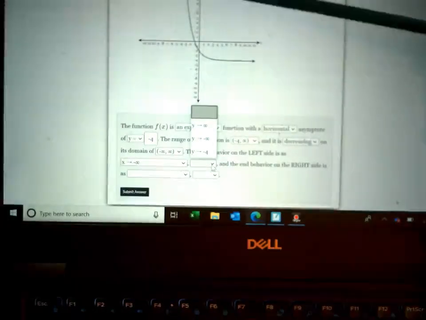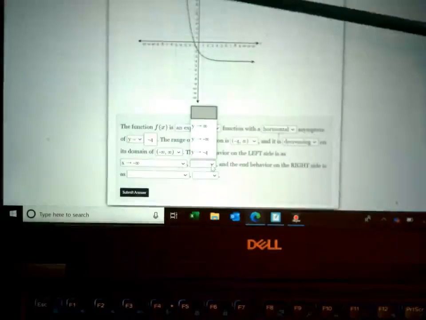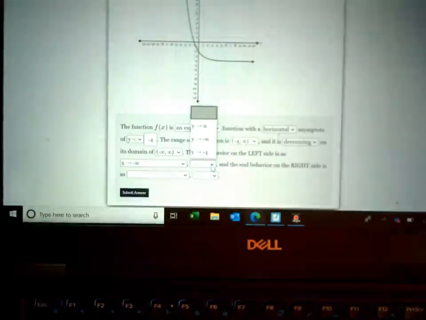And then what is it doing on the left-hand side? Is it going up forever? Is it going down forever? Or is it stopping at -4? Well, this is going up forever. That's what the arrow says. So we're going up. And the end behavior to the right is this side over here.